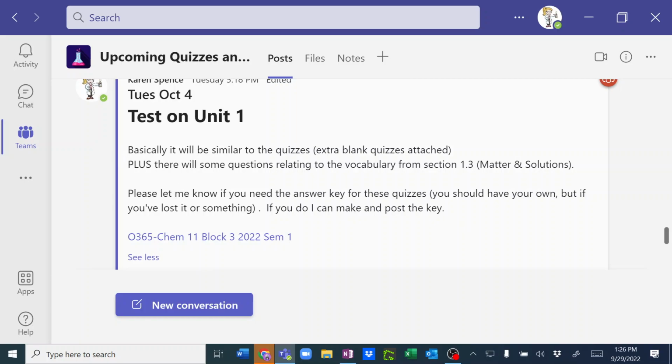Plus, there will be some vocab relating to section 1.3, matter and solutions. That would be the stuff we did, those diagrams where you had to recognize if it was an element or a compound, pure substance or mixture. That kind of thing will be on there as well. Okay? Alrighty. Are we good? Are we ready to start Unit 2? No? Otherwise, the test has to be on Monday because we're done today. Shall we start on Unit 2?